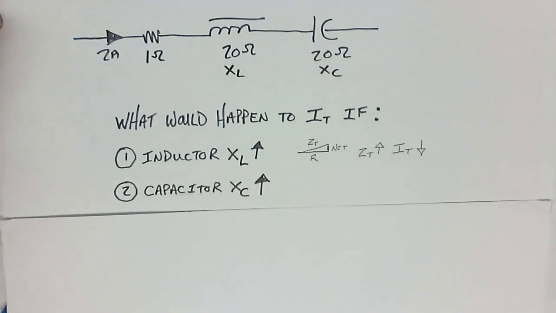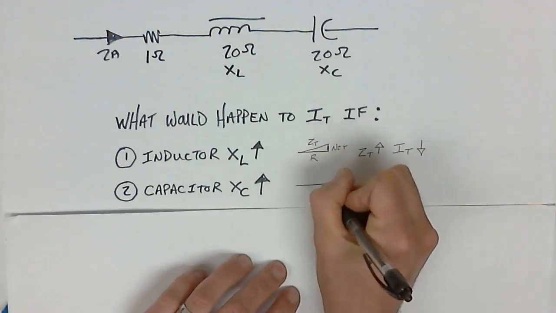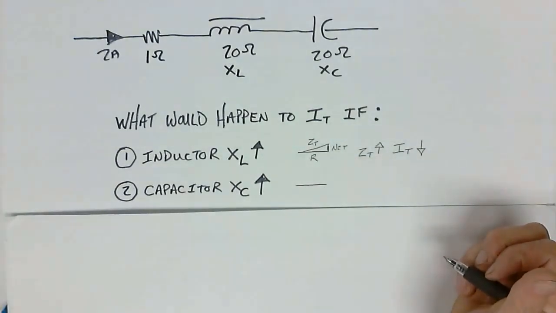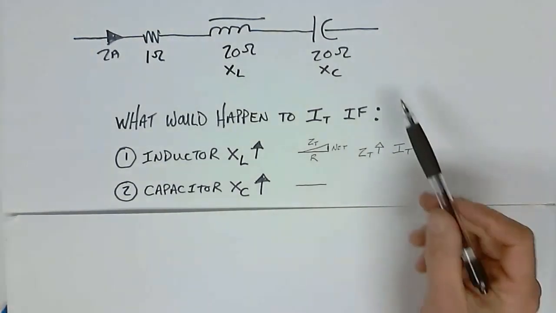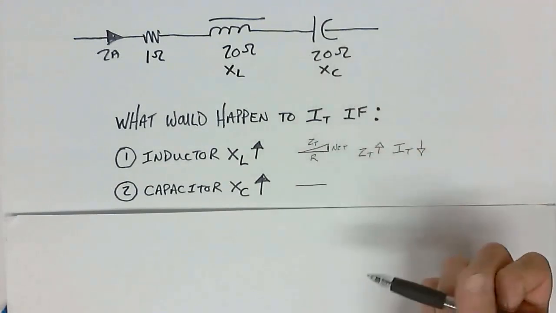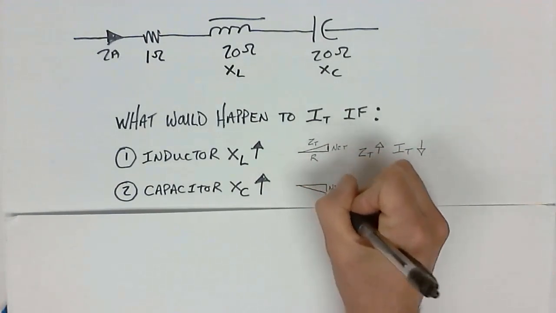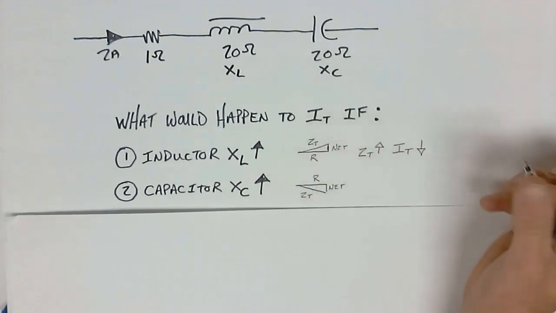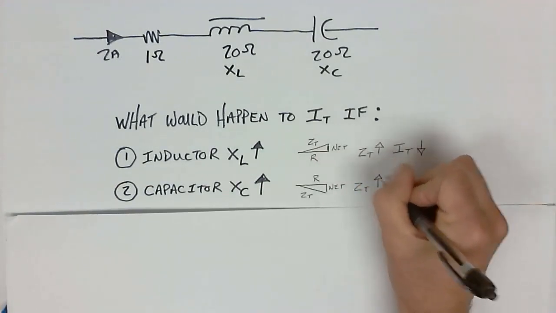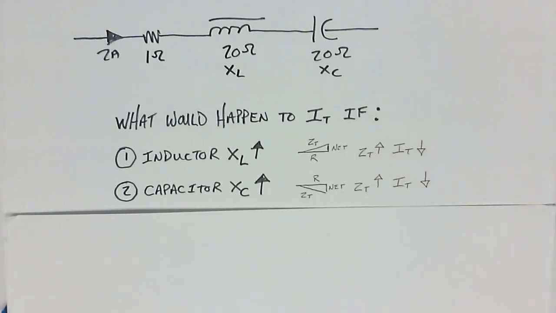Let's see what would happen if we were instead going to increase the capacitive reactance of the capacitor. We still have an impedance triangle that's horizontal. If this increased in value, then wouldn't we have a net value of reactance? The answer is yes, you would. Resistance would remain the same, but the Z total would again increase. So what would happen to I total? It would go down, wouldn't it? Okay, so that makes sense.